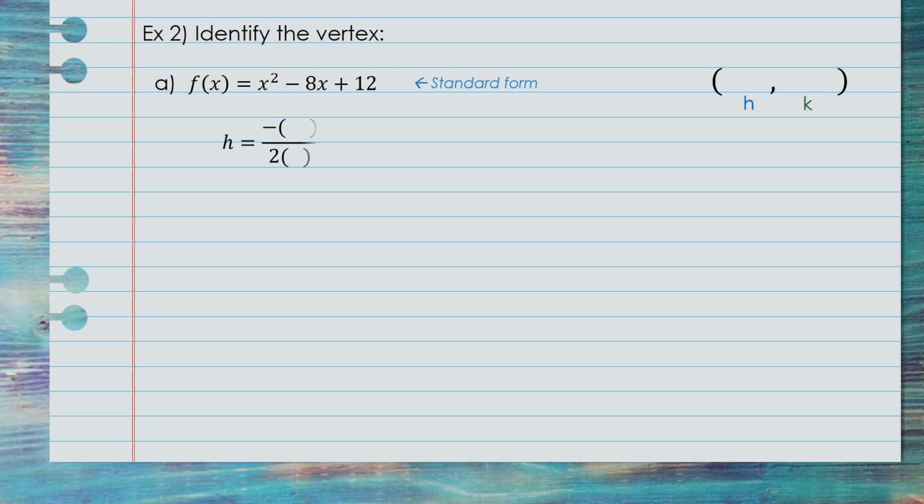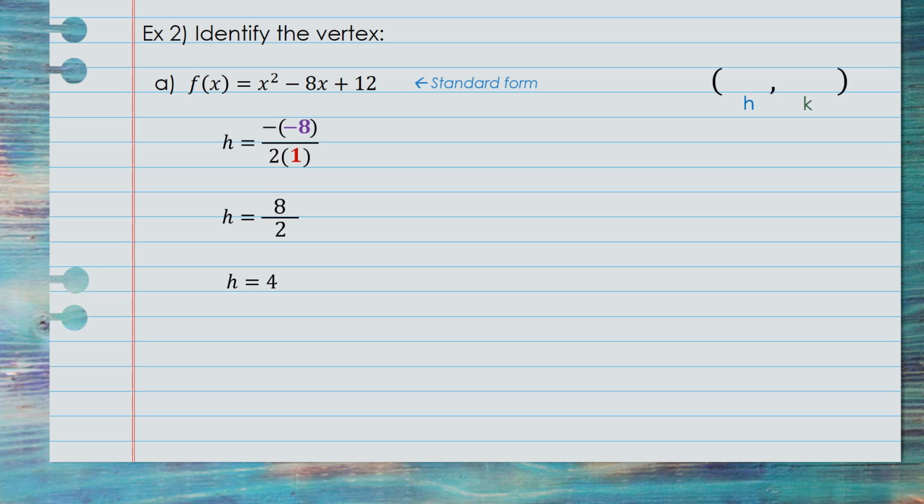Now we just learned h equals -b over 2a. Well, our b value is -8. Our a value is 1. Now that we've plugged the values into the equation, we need to simplify. In the top, we have the opposite of -8, which we know is +8. In the bottom, 2 times 1, well, that's 2. So we look at the fraction and we know 8 divided by 2 is the same thing as 4.